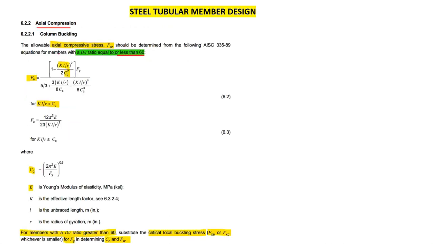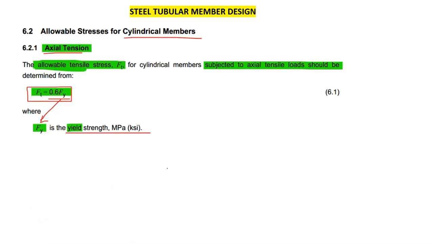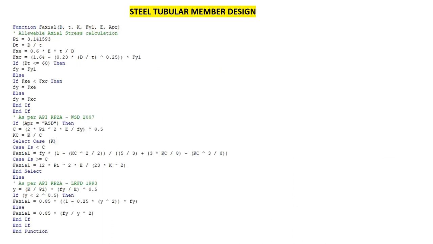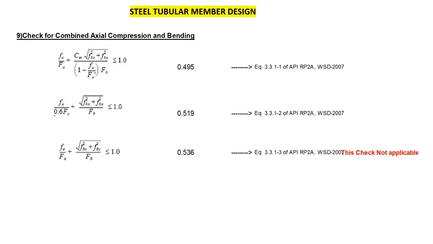You see, allowable axial compression should be determined from the following equations. It depends on the D by t ratio, and if it is less than 60, we are following like this, and if it is greater than 60, then we need to consider the local buckling stresses also. Instead of the Fy yield value, we need to consider Fxe, that is nothing but the critical local buckling stress. All that we will tell you when we go to these API sections. And this is nothing but a program we are doing in Excel, so we can easily calculate the allowable stress. I will tell you how we are doing it in the Excel sheet.